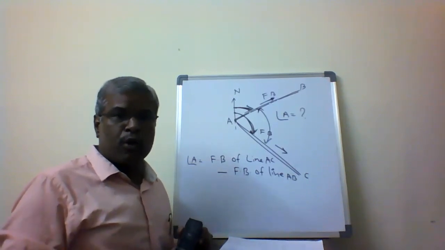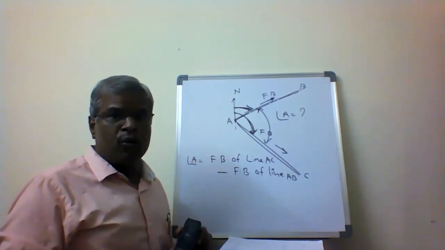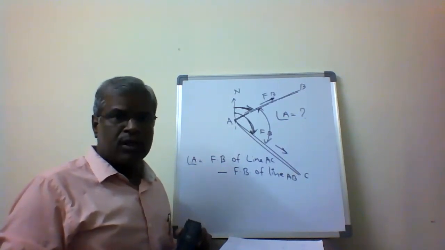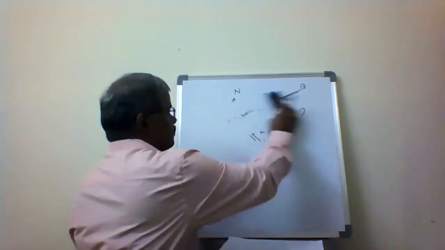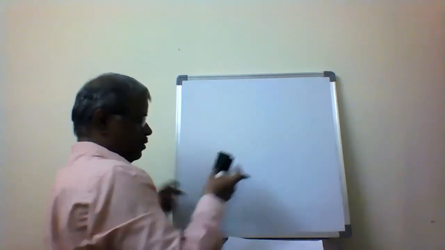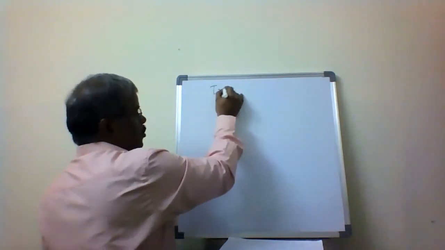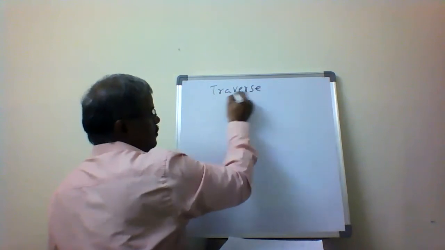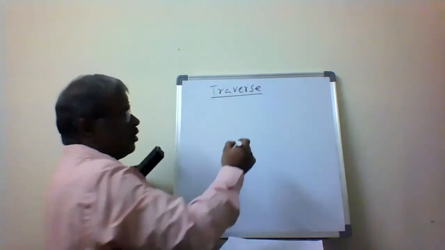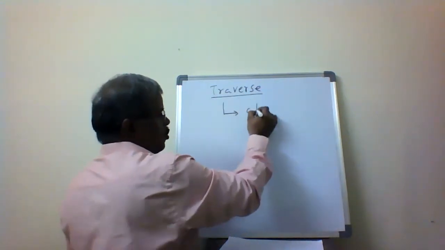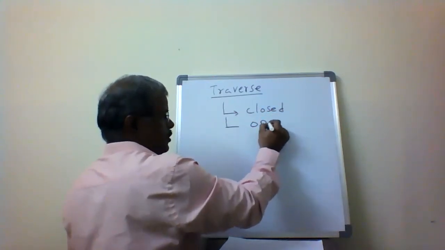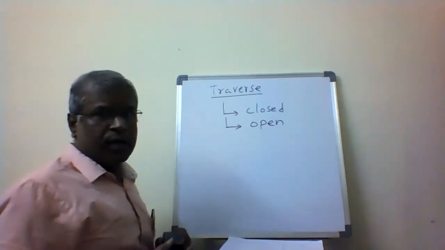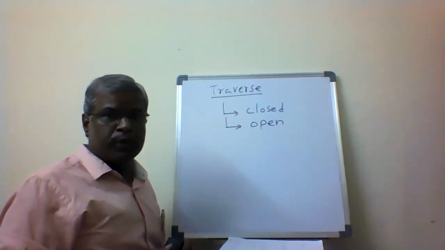Now we will work out one problem, so that we can understand how to calculate the included angles of a given traverse. There are two types of traverses: a closed traverse and an open traverse.